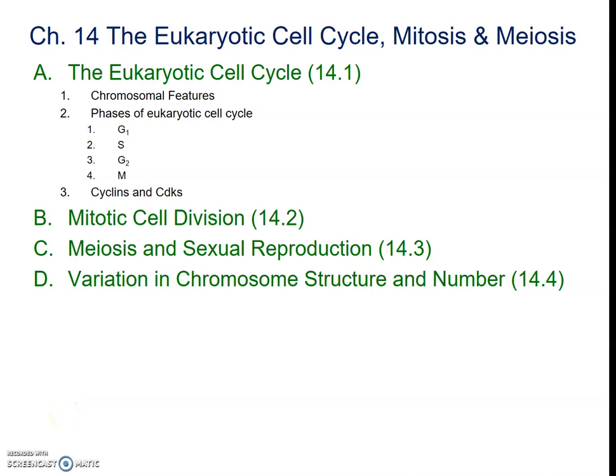All right, so our final chapter that we'll be covering in Bio 2010 is chapter 14, which is all about the eukaryotic cell cycle and the process of mitosis and meiosis. I will begin today's discussion covering section 14.1 from your book, and we'll begin with a brief overview of key features of the chromosomes.